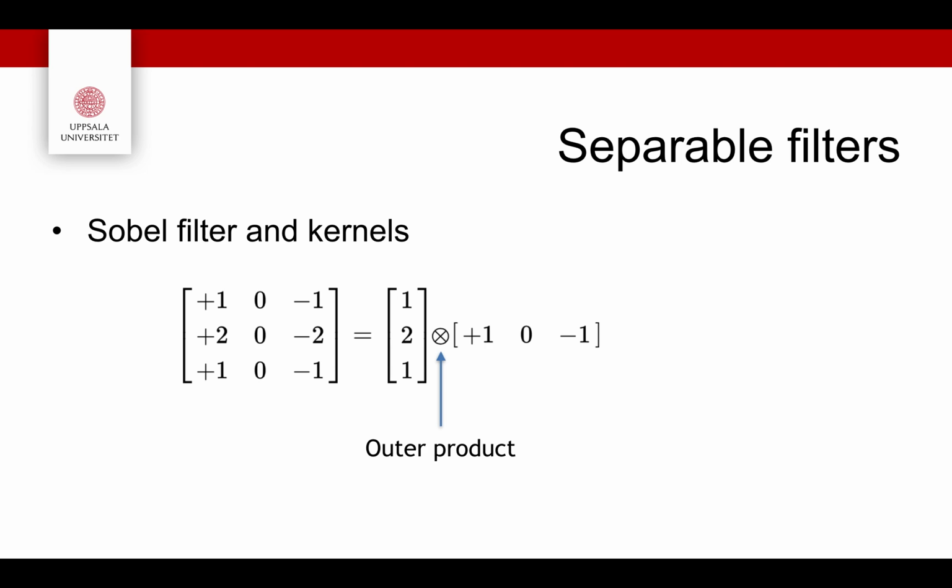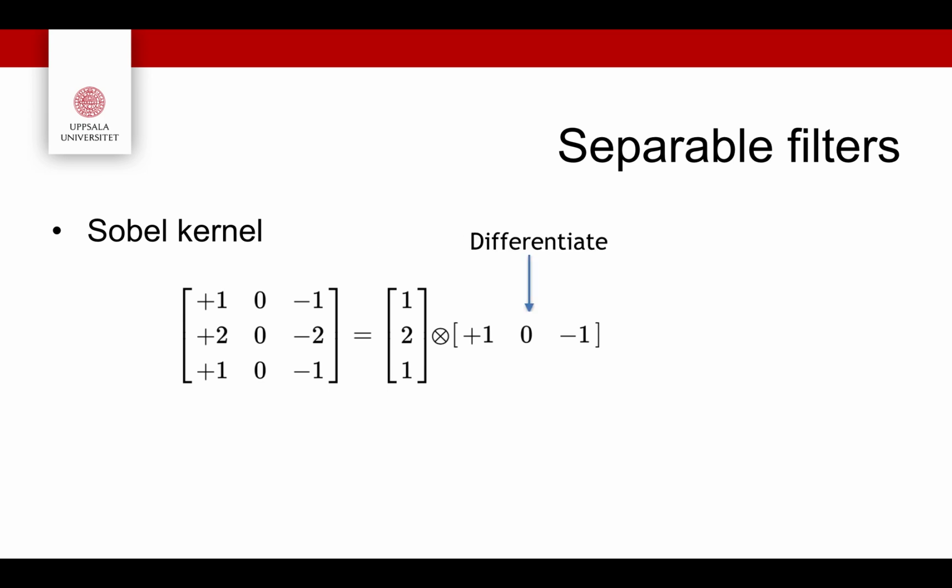Sobel filters are separable. That means that you can use one kernel for averaging and one kernel for differentiating, which will give you a derivative which is computed in a surrounding of each pixel.